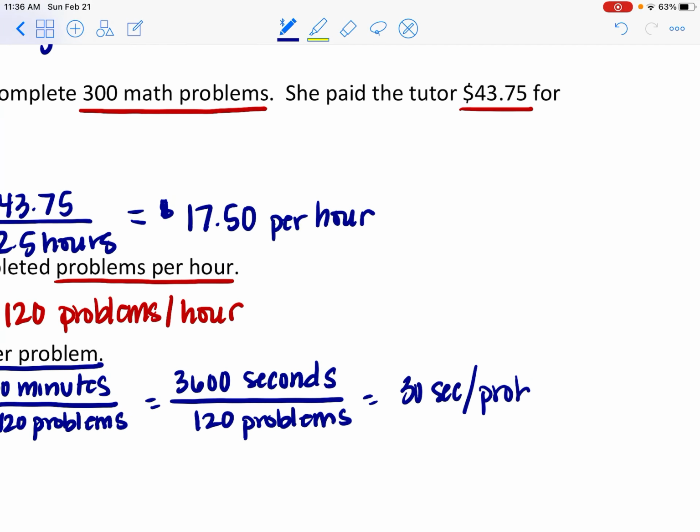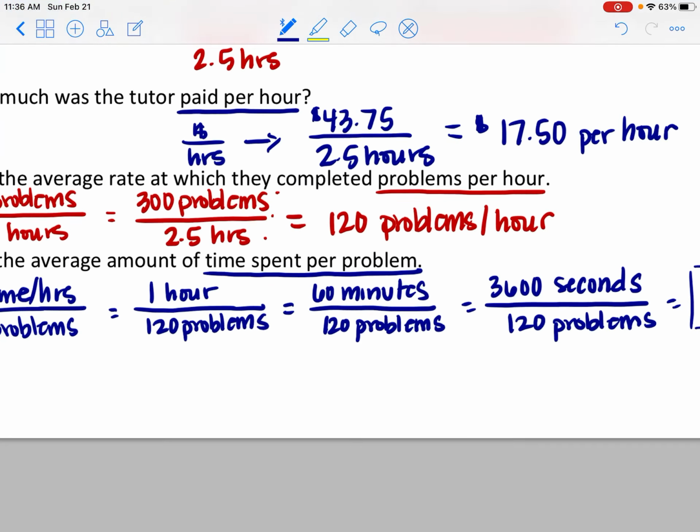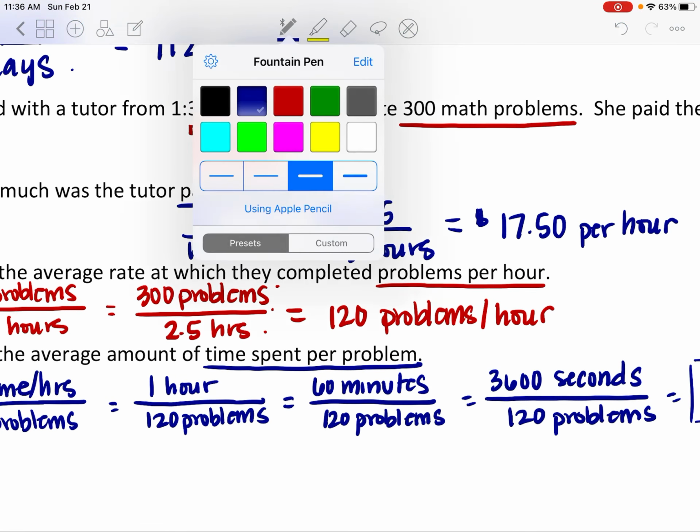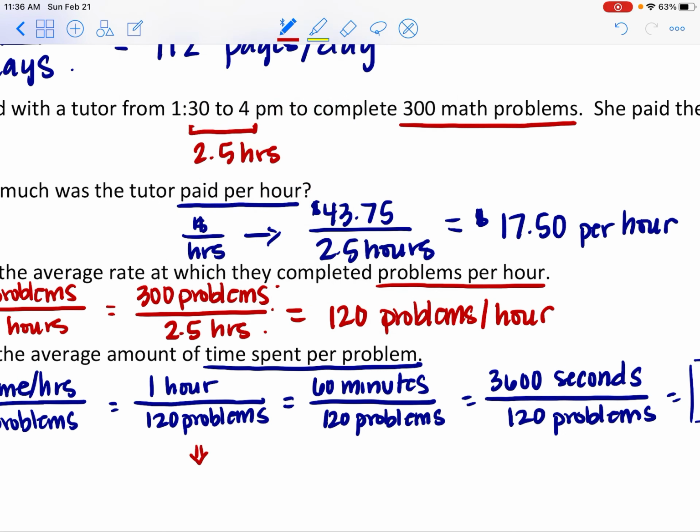Now technically all of these would have been acceptable answers, but I like this one the best. It makes the most sense, 30 seconds per problem. Although, again, all of these would have been fine. So we could have said here, this was 0.0083 repeating hours per problem. That would have been okay. This was 0.5 minutes per problem. That would have been acceptable.